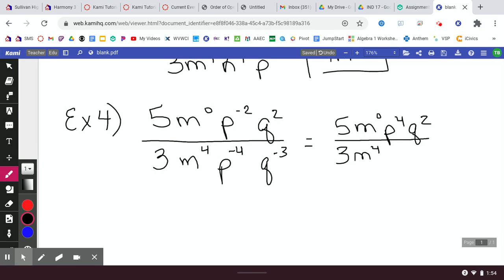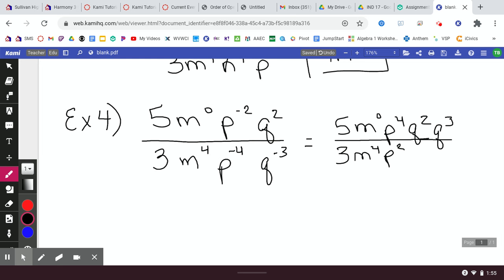What do I need to bring down? P to the -2, I need to put it as a positive. And then that q to the -3, where does it need to go? Up top. All I did in this step was stick all the negatives where they needed to go. I put anything that was a negative on the other side of the fraction to get rid of the negative.